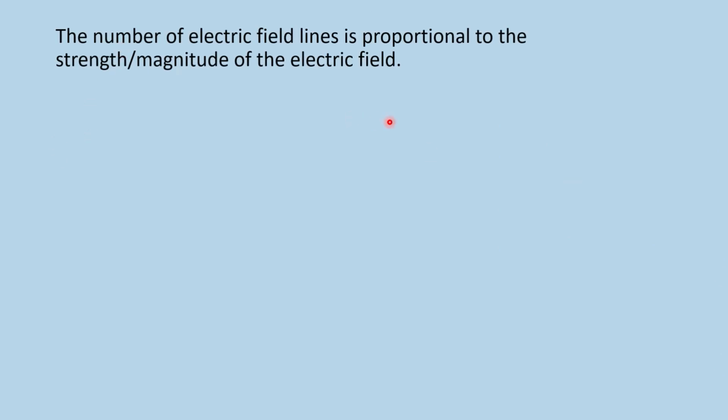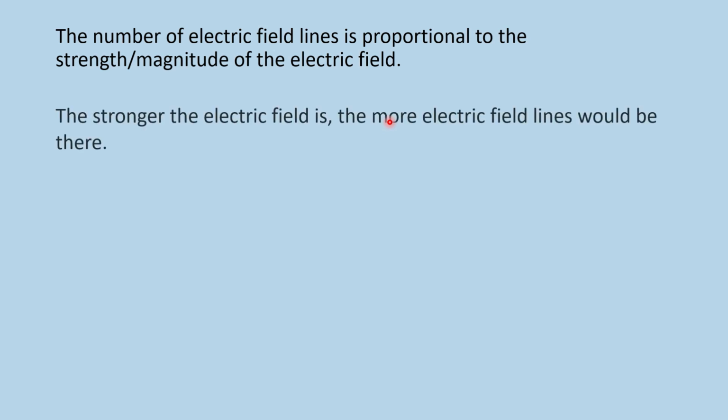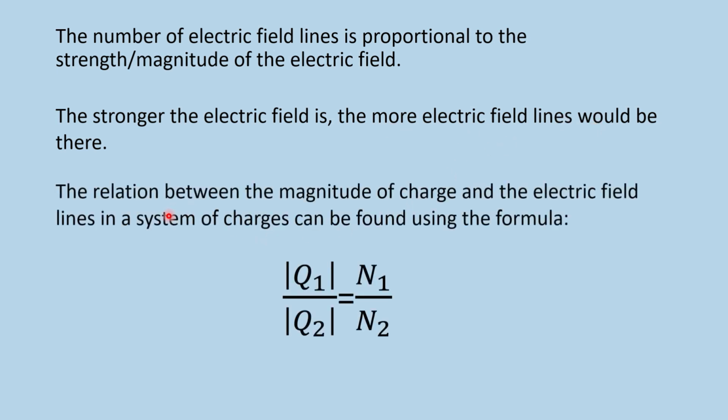The number of electric field lines is proportional to the strength or the magnitude of the electric field. So as we said, if we have a charge that has more electric field lines than another charge, then it has a stronger electric field. So the stronger the field is, the more electric field lines there will be. The relation between the magnitude of the charges and the number of electric field lines can be found using this formula. Q1 over Q2 is equal to N1 over N2. Let's apply this formula to see how to solve.